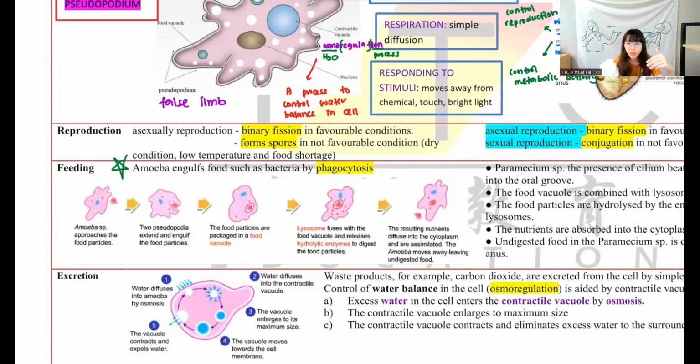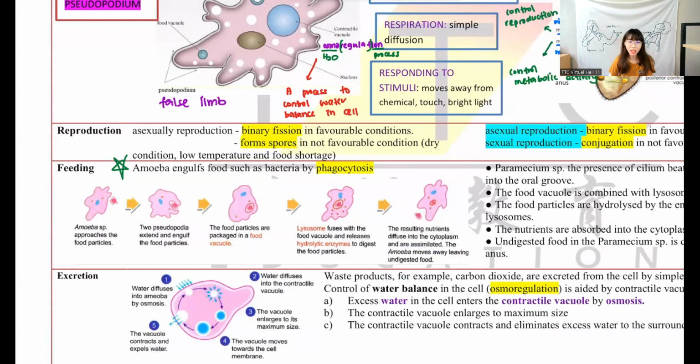What does lysosome secrete? Lysosome secretes an enzyme called lysozyme. Hydrolytic enzyme also can. So the enzyme will digest the food. Food digested, absorb nutrients into the cytoplasm. So you as a human is the same, right? You eat, you digest food, you absorb nutrients. And the leftover, you have to excrete it. But in amoeba species, we use the word undigested food. Undigested food will be left behind as amoeba species move forwards.